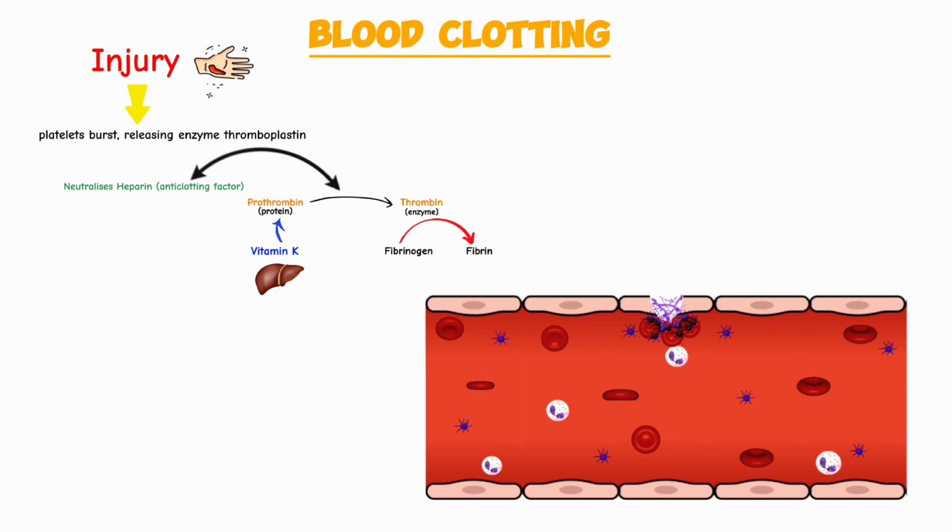One last thing I would like to mention is the role of calcium ions in this process. During conversion of prothrombin to thrombin, calcium ions are required. So let me clarify that. We need calcium ions and vitamin K. Vitamin K is required in the liver for the formation of enzyme prothrombin. Calcium ions are required during the conversion of prothrombin to active thrombin. I hope that has cleared out any misunderstanding for you.